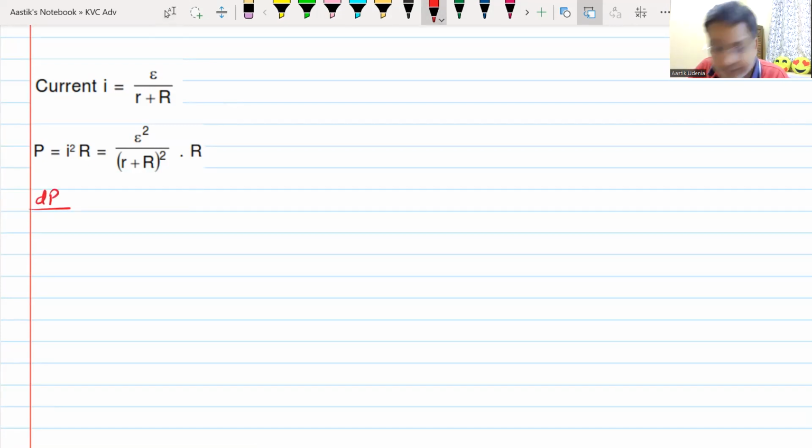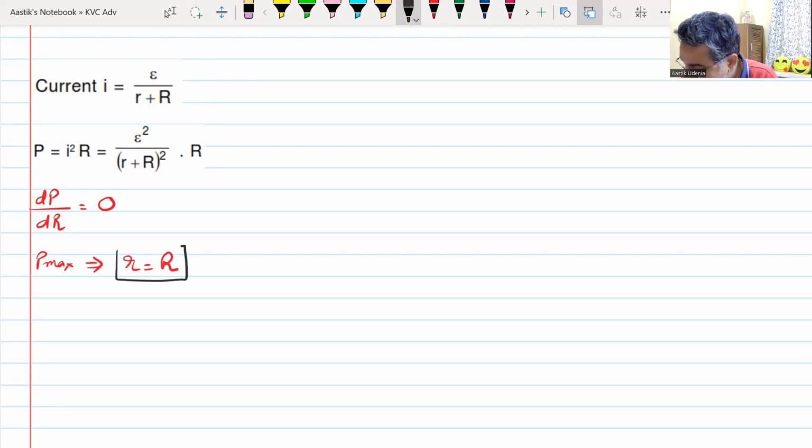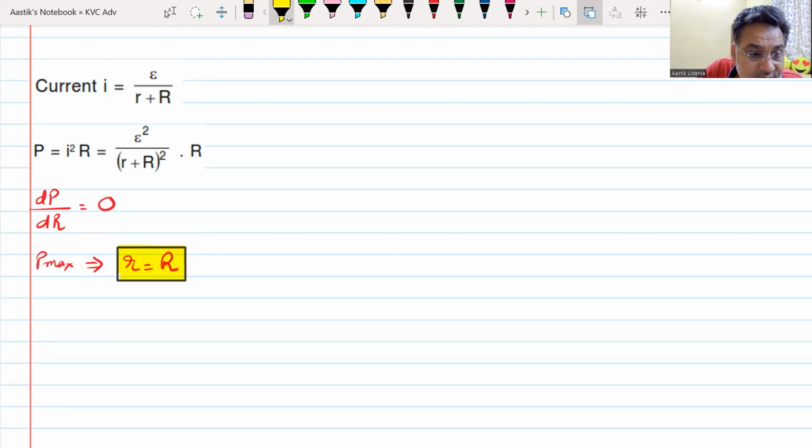For the third case, we had to find out maximum power. So to get maximum power, dP by dR we need to calculate, and then we need to equate it to 0. Yes or no? Yes, sir. Once you do that, the condition for maximum power will happen when small r is equal to capital R, and this is what you should remember. For maximum power, the load must be equal to the internal resistance of the battery. Do we understand this? Yes, sir.